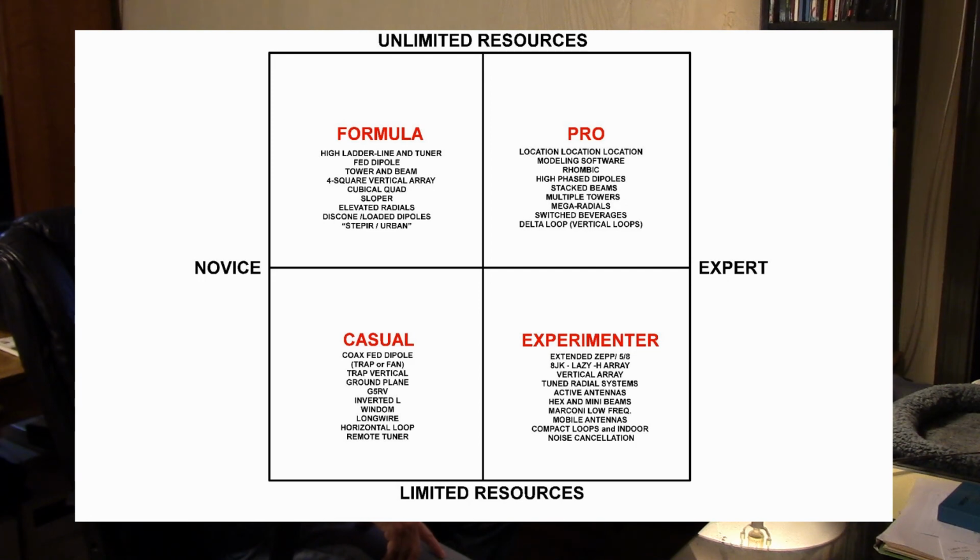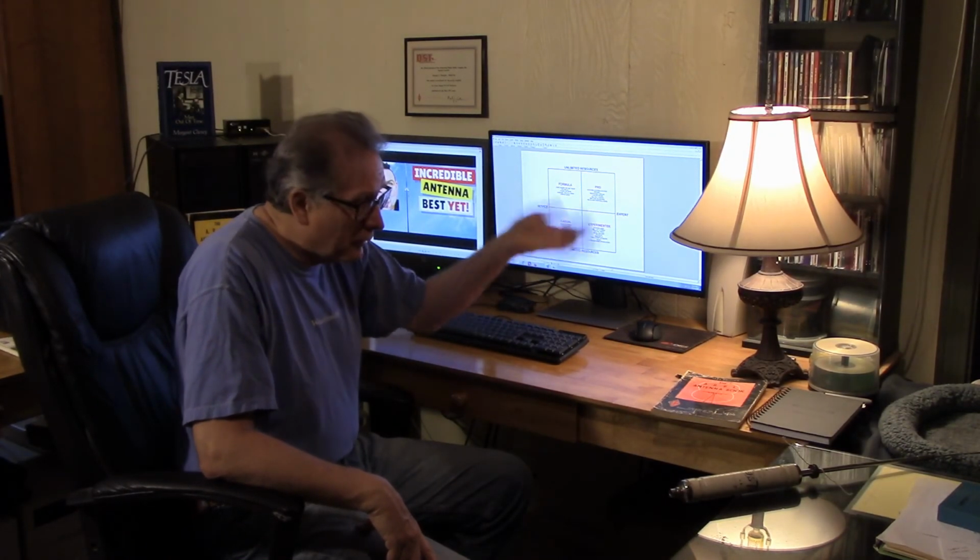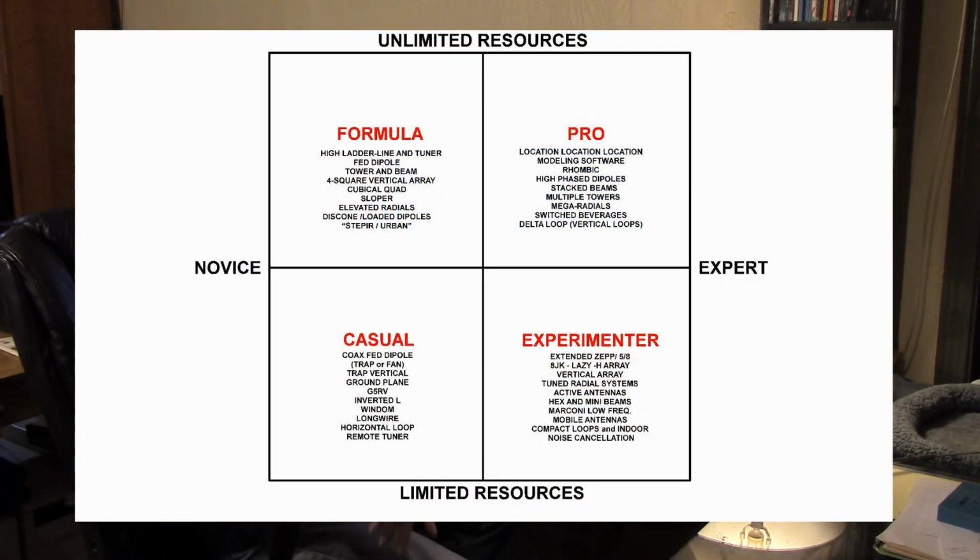Working down to quadrant 3, the casual operator. The casual operator has a dipole. It's a coax-fed dipole. It might be a variation on the dipole like a G5RV or a Windom or a trap dipole or some other type of fan dipole. He might have a trap vertical. A trap vertical is a signature of the casual operator. You throw the thing in the backyard with a couple radials, you are on the air.